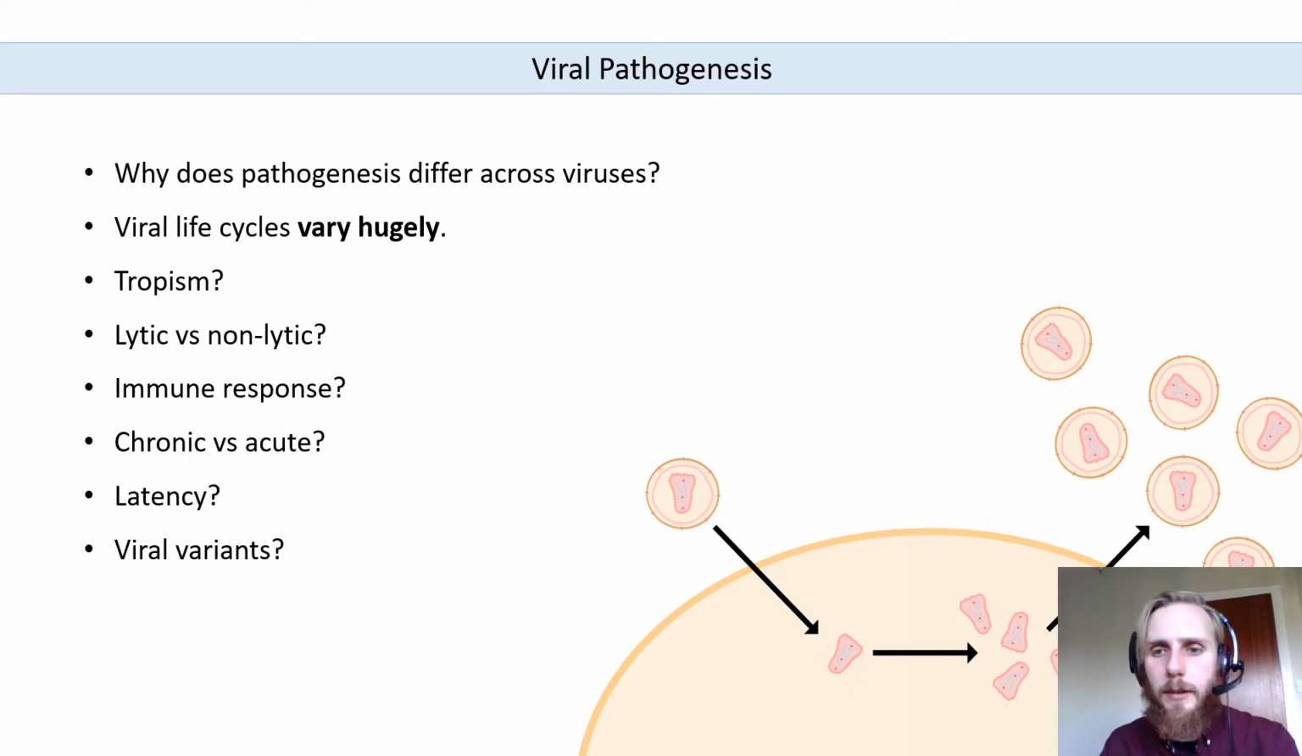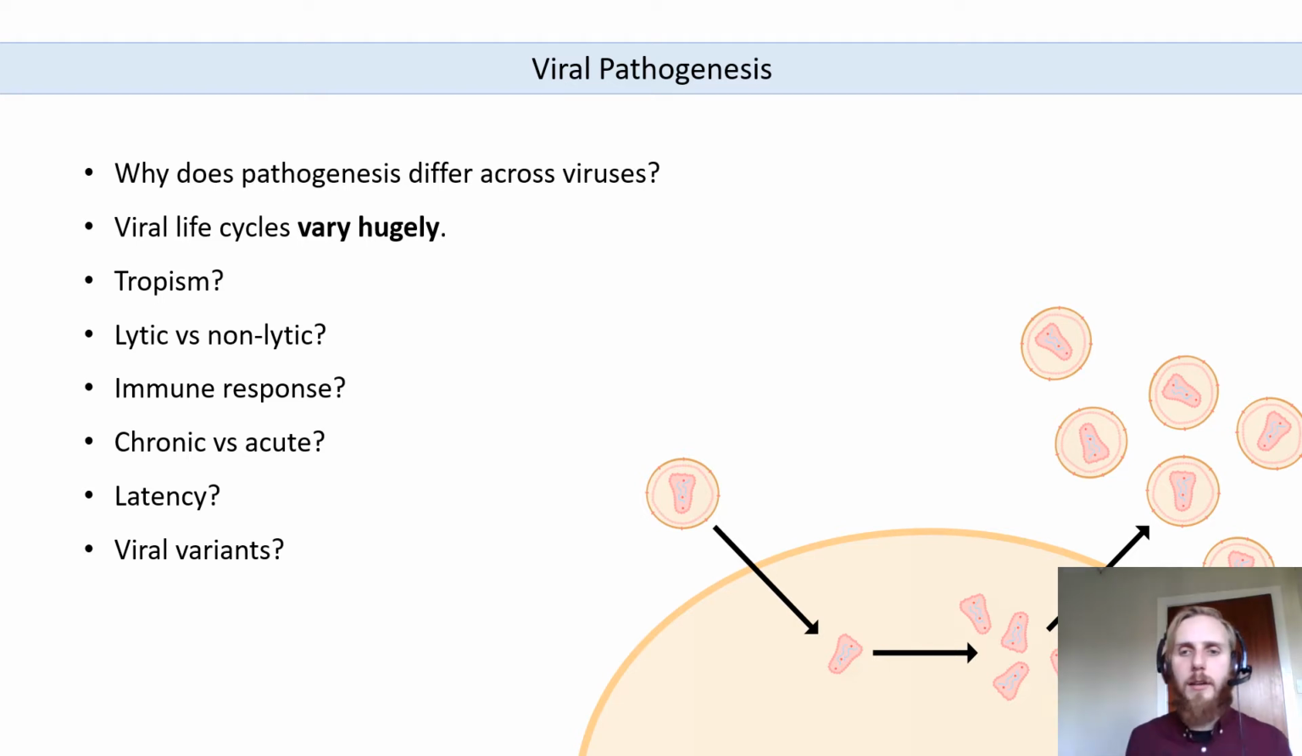Why is another question. So why does this happen? Why does this virus cause this disease? And why does this virus cause this disease? The answer to that question is quite varied actually. So there's a number of different factors that impact what type of disease a virus causes. And I've listed some of these factors here. And once we talk through them, it'll become pretty clear why these factors impact how a virus causes disease.